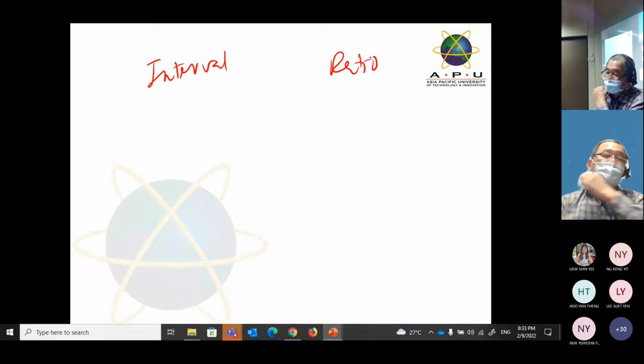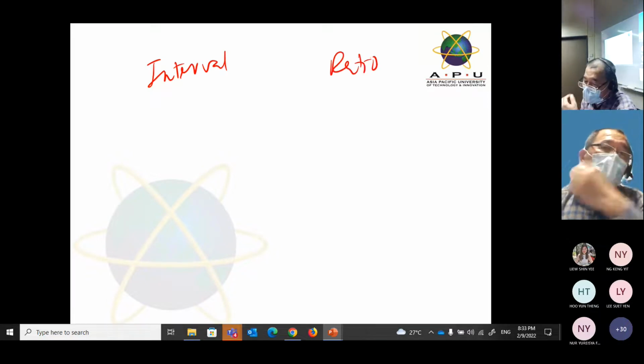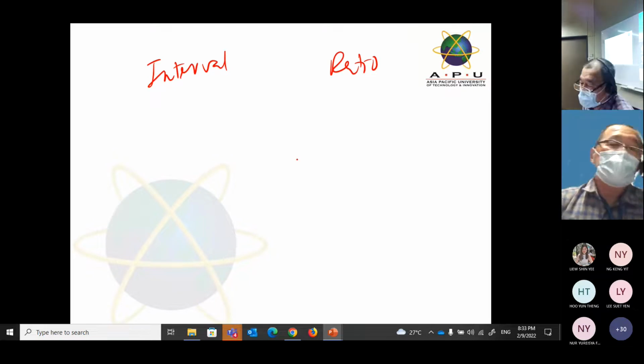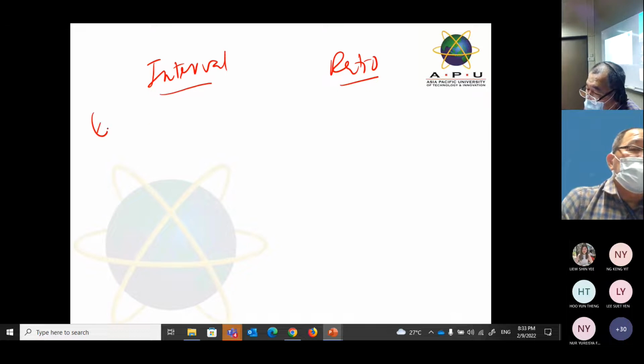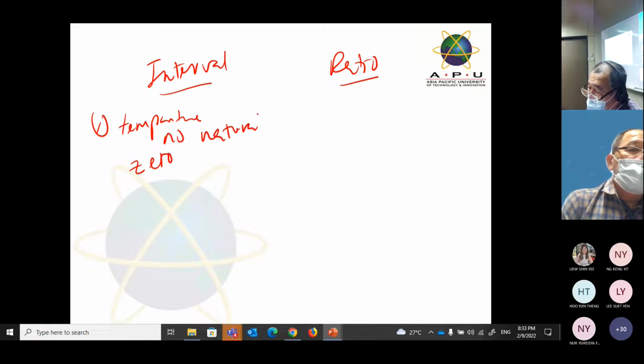Okay. So actually, for interval, we can only give two examples. Ratio, a lot. So for interval, the first is temperature. Temperature, because there is no natural zero under the interval.